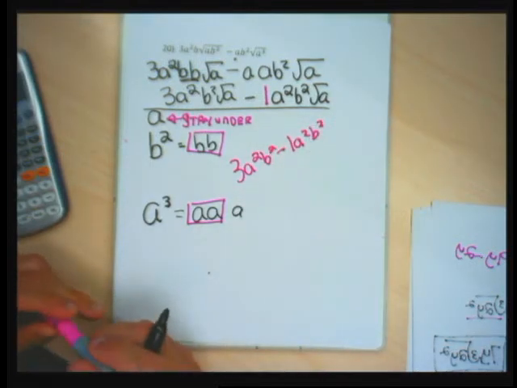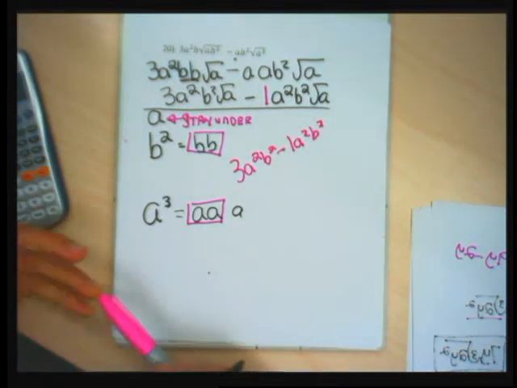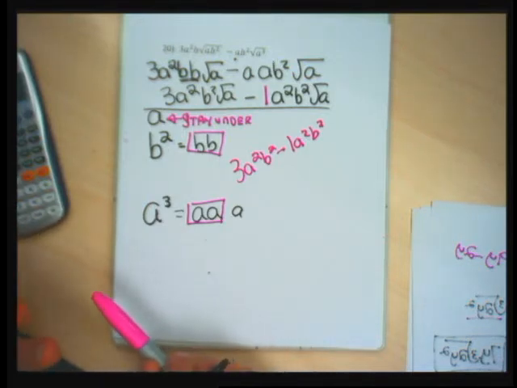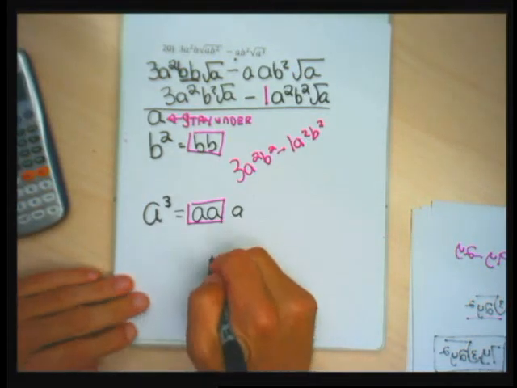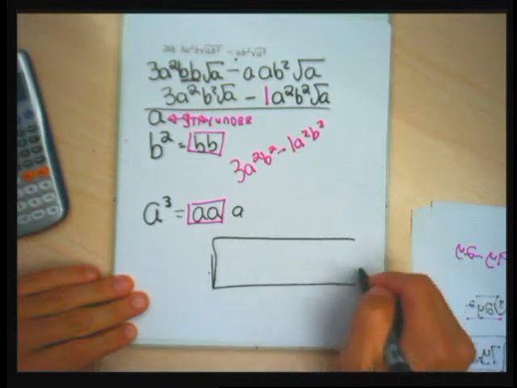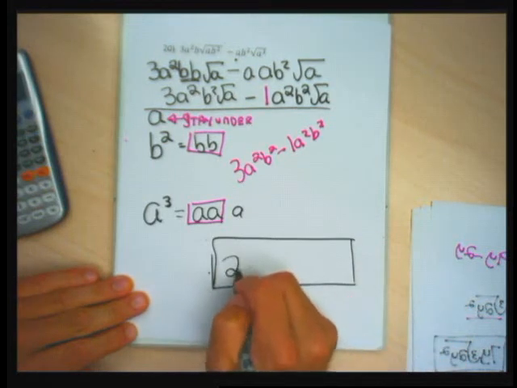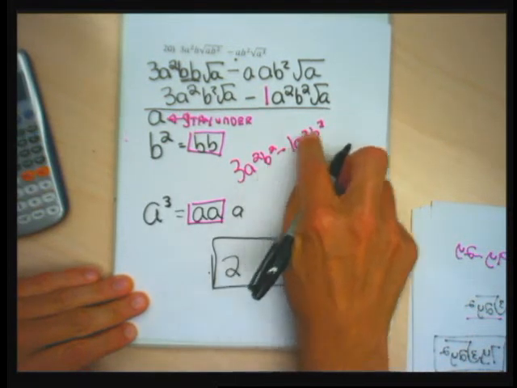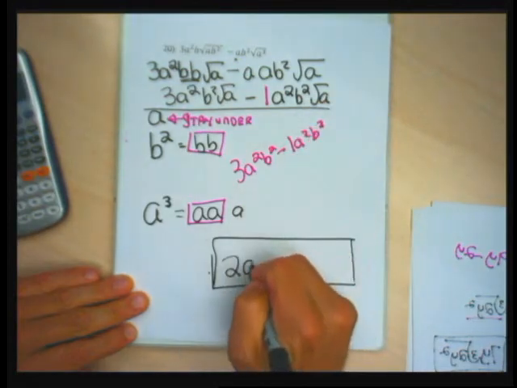And I'm just going to subtract the 3 and the 1. When you're adding or subtracting with variables, they don't change, just the coefficients change. So for an answer, I'm going to have a 2, and then an a squared and a b squared, and also that square root of a.